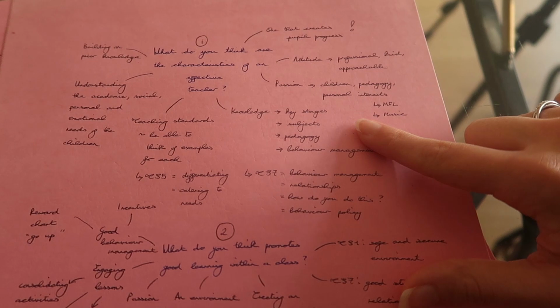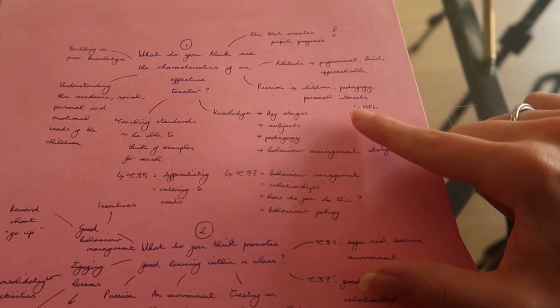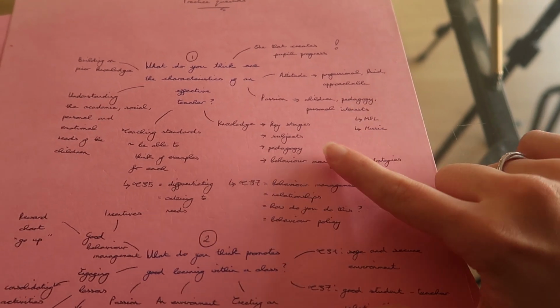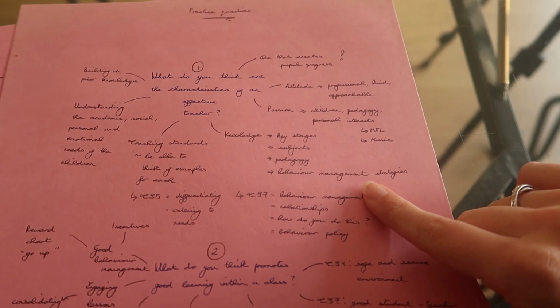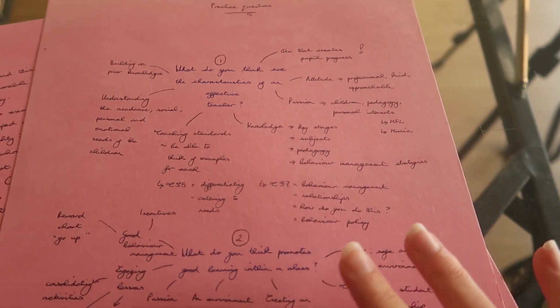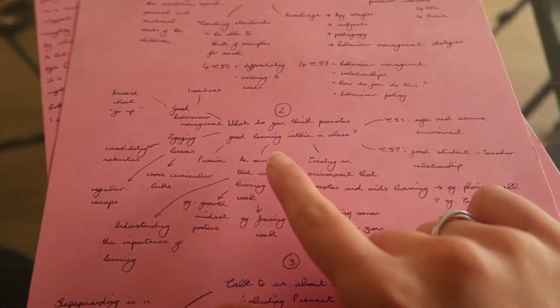Talking about your knowledge, so key stages. Do you specialise in Key Stage 1, Key Stage 2, EYFS? Are you flexible? In terms of subjects, again, pedagogy, behaviour management strategies, also special educational needs, that's important. And then I would do this for every single question. So I'll just read out the other questions.